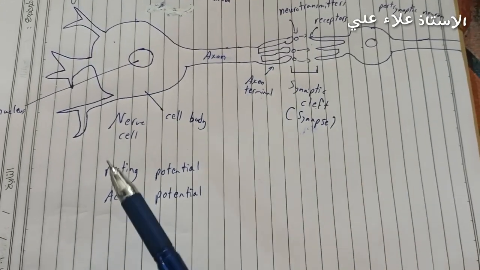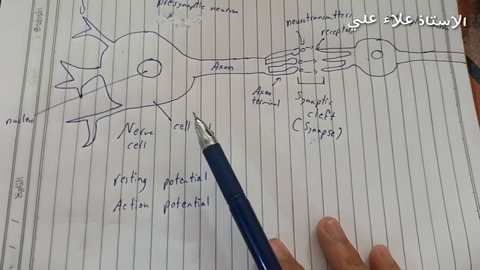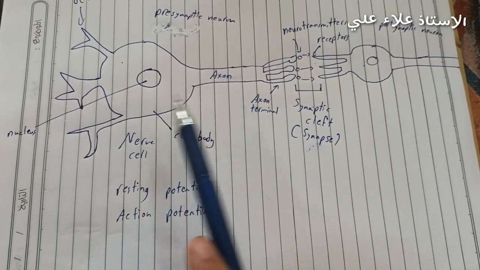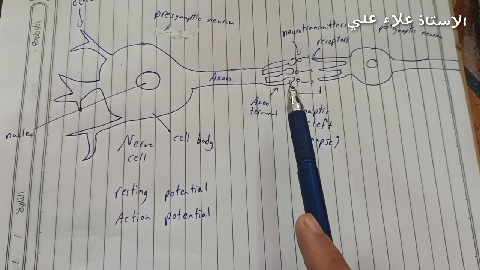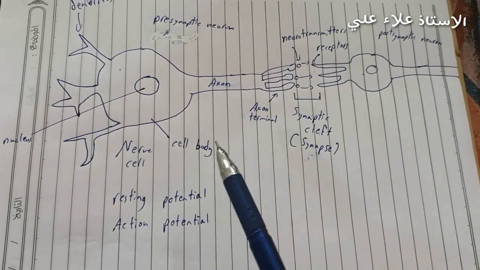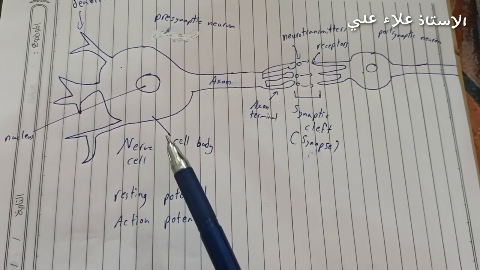And we talked a little bit about the resting potential and the action potential. So the action potential is like the stimulus which activates the neuron to release neurotransmitters, while the resting potential is the potential when the neuron is not receiving any stimulus. The neuron will be in resting potential.